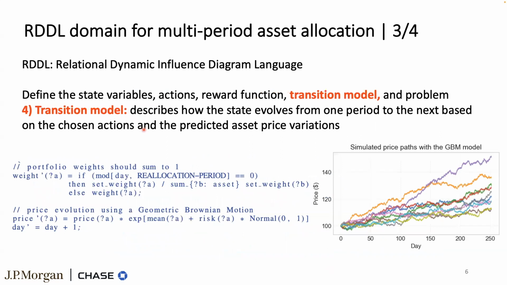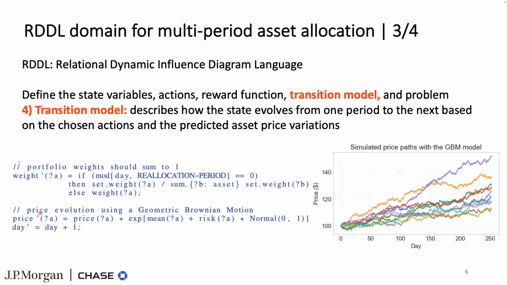The fourth item is the transition model, which describes how the state evolves from one period to the next based on the actions taken and also the dynamic environment that the market is currently in. So here in this RDDL domain we have developed, we have the weight of an asset evolving only when the day is a multiple of the reallocation period, depending on what the weight is set by the action in the RDDL model. And we also have the price that is evolving here. You can use any model where the price can be expressed as a function of the current state variables. So here, the price in the next state.